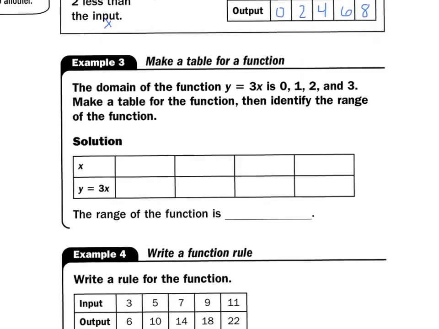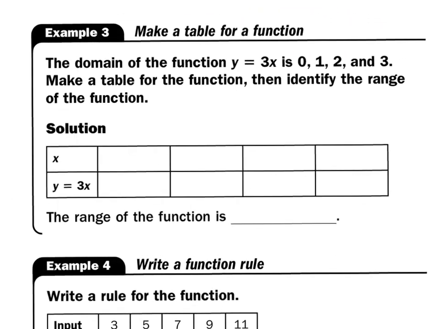In example 3, we're going to make a table for a function. They tell us that the domain is 0, 1, 2, and 3. When they tell us the domain, that is what we are going to put in place of the x. So in our input-output table, we're going to put in a 0, 1, a 2, and a 3. And to get our y, we're going to substitute it into the equation that they gave us, y equals 3x. So 3 times 0 is 0. 3 times 1 is 3. 3 times 2 is 6, and 3 times 3 is 9.